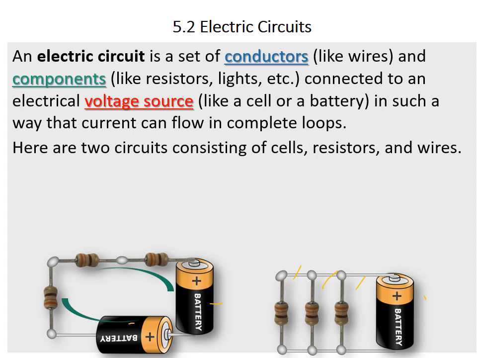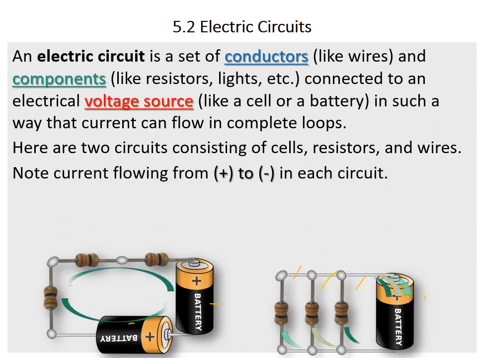Current in the cell on the left flows through all of the resistors in a line. Current on the right flows through, it splits between all of these resistors. And note that we draw current from the positive end of the battery to the negative end of the battery.